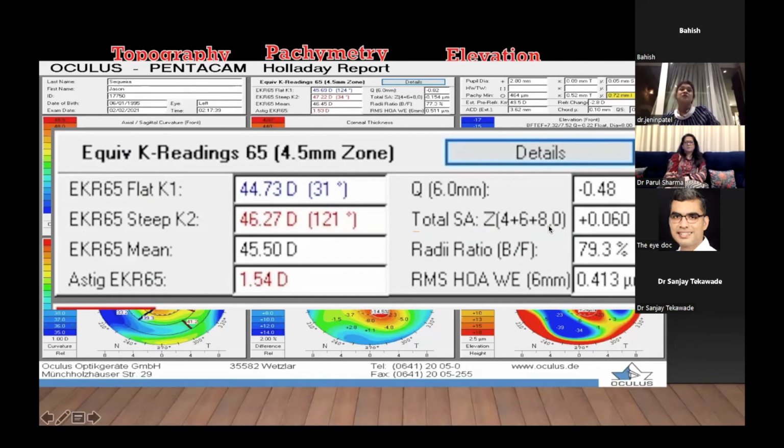The spherical aberrations, like we discussed, in the Holladay, he has added the Zernikes 4, 6, 8, and 0. So it's given you a total spherical aberration of that particular patient. Normally, we look at only the 4-0, but here he's looked at the total, though the values remain the same.